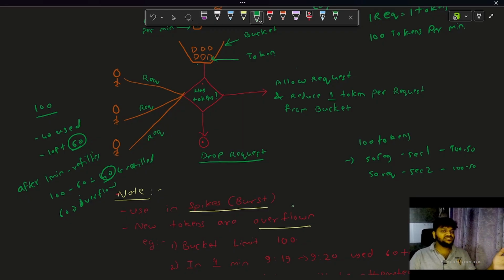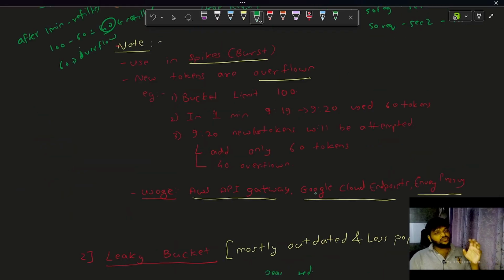If more tokens are getting added, those are going to overflow and will not be present in the bucket. This is again the most popular algorithm being used. It is used in AWS API Gateway. Most of us are using AWS as a cloud provider, so there we are using AWS API Gateway, and for rate limiting they are using token bucket. Google Cloud Endpoints and Envoy proxy are also using token bucket as the rate limiting algorithm.